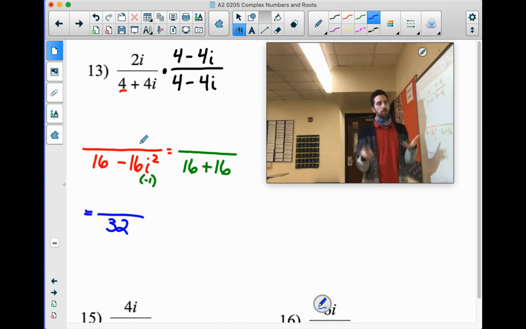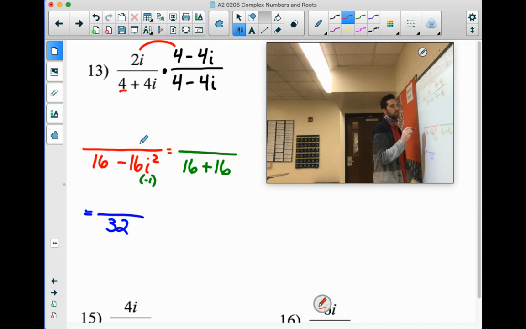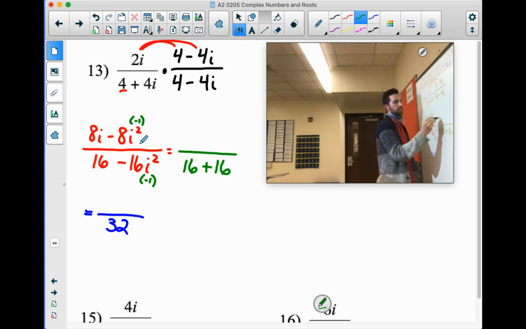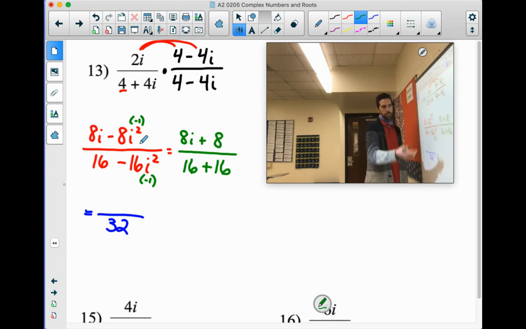So, but we do have to work on the numerator. So 2i times 4 would give you 8i. And 2i times negative 4i would give you negative 8i squared. Now you know that i squared becomes negative 1. So 8i plus 8, because negative 8 times negative 1. So 8i plus 8. Now we can't combine those together, but we should reorder them. So the 8 should go in the front, and the 8i should go in the back.